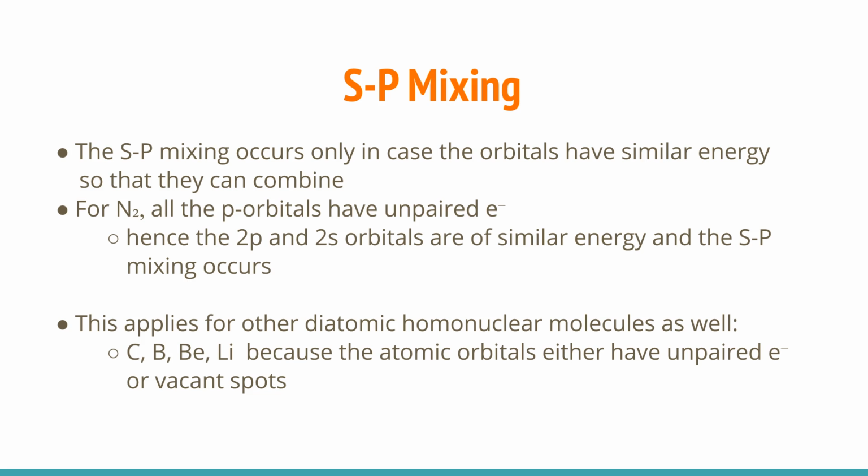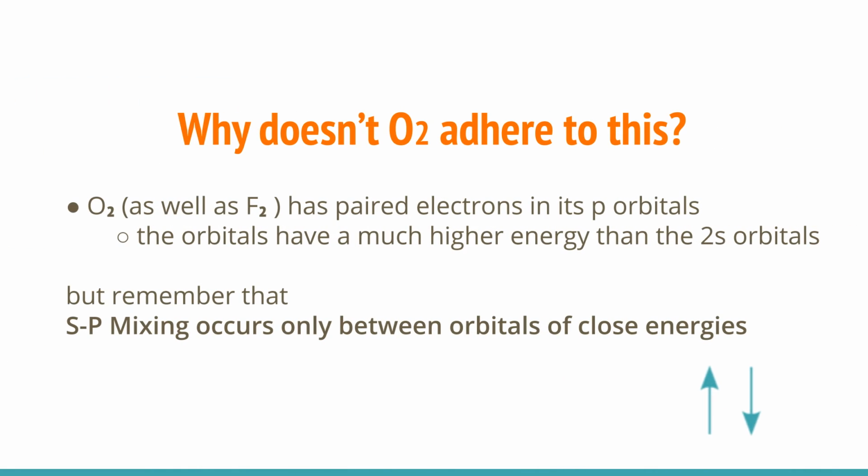Why is oxygen not adhering to this rule? Well, oxygen as well as fluorine has paired electrons in the p orbitals. Hence, the orbitals have much higher energy than the 2s orbitals. But we know that sp mixing only occurs between orbitals of close energy.